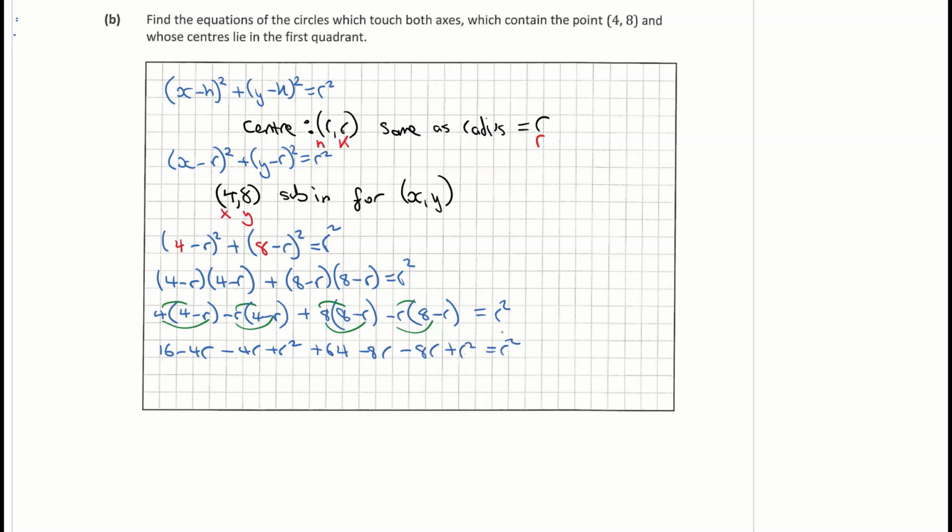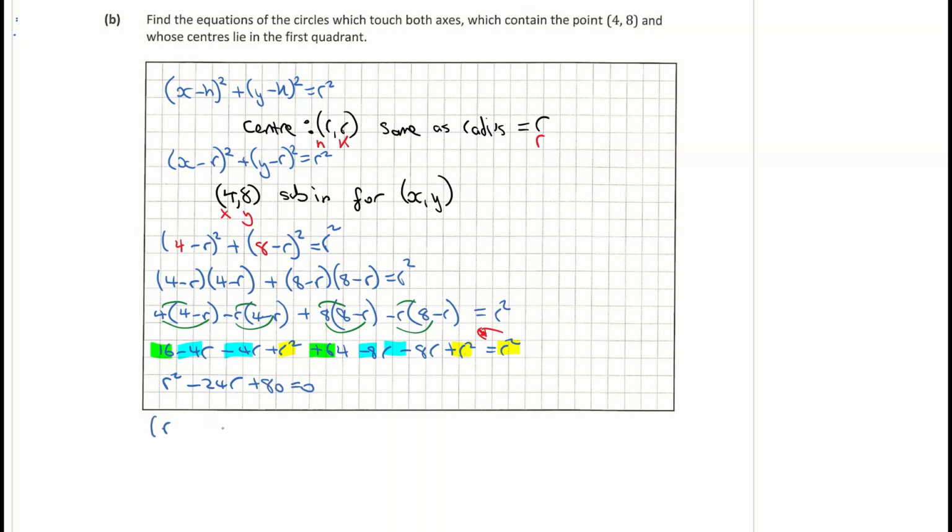I'm going to subtract r squared from both sides, and tidy everything up a little bit. I'll have r squared plus r squared is 2r squared, take away r squared will give me 1r squared. I'll have minus 4 minus 8 minus 4 minus 8 gets me to negative 24r. And then I'll have my constant 16 plus 64, that's getting me to 80. So r squared minus 24r plus 80 equals 0.